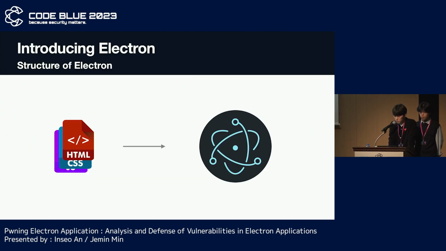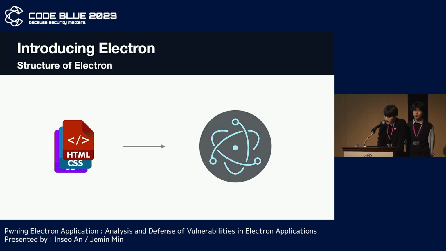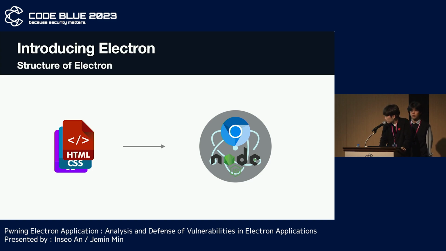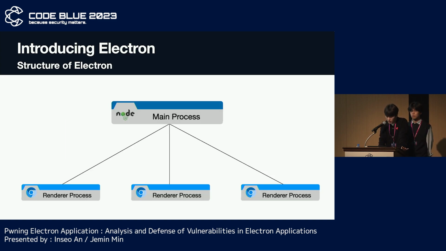Now, I will introduce what Electron is. Electron is a framework that embeds Node.js and Chromium to facilitate the development of desktop applications using web technologies. Similar to modern web browsers, Electron consists of one main process and several render processes.